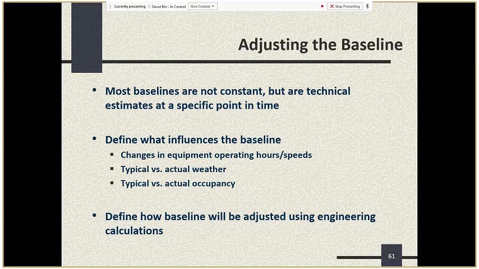So, talking about adjusting the baseline, you have to realize baselines are not an absolute constant. Rather, they're a level of consumption of utilities and a level of service, whether that's a cooling level or a light level like foot candles, but they're actually based on measurements at a point in time or technical estimates at a specific point in time, and that's what defines the baseline. So you have to think about a baseline as a point of comparison, but changes impact what happens in the future going forward, because there are variables that can influence that baseline.